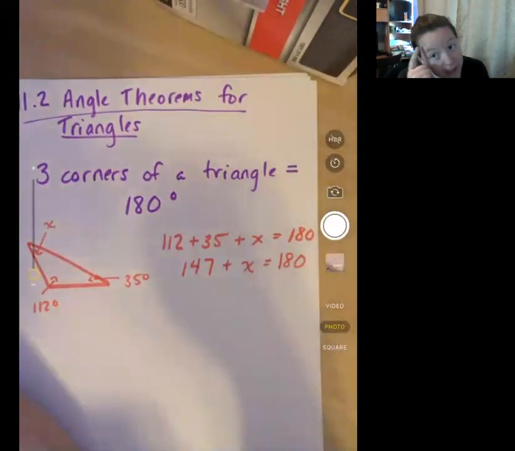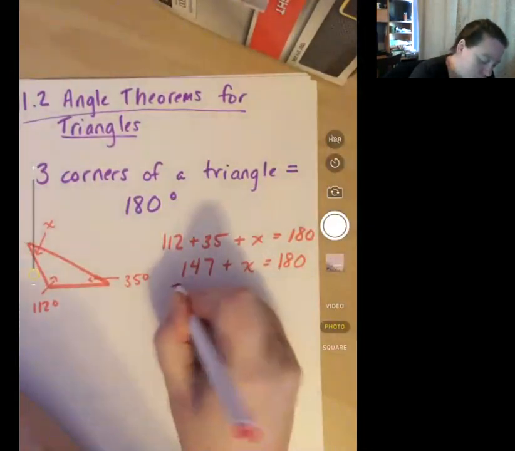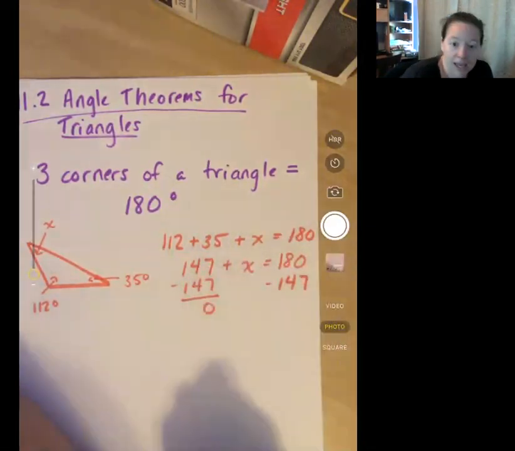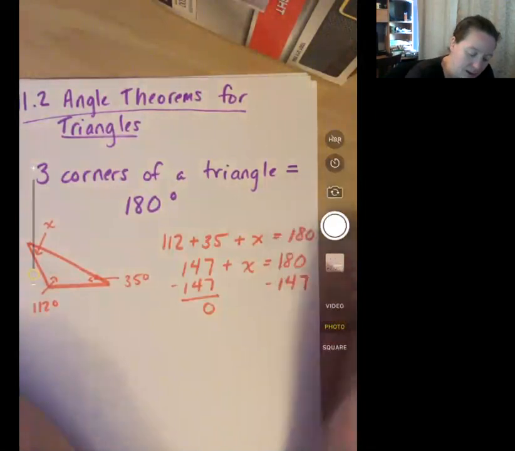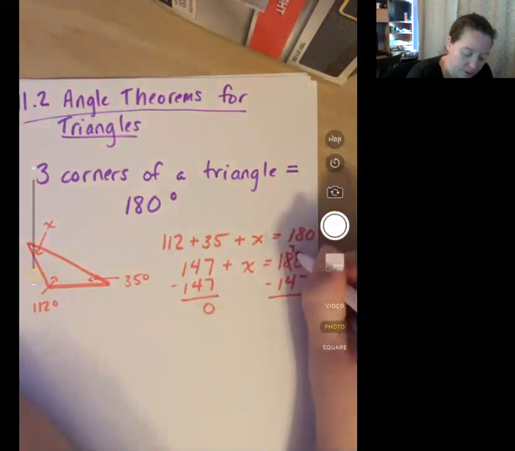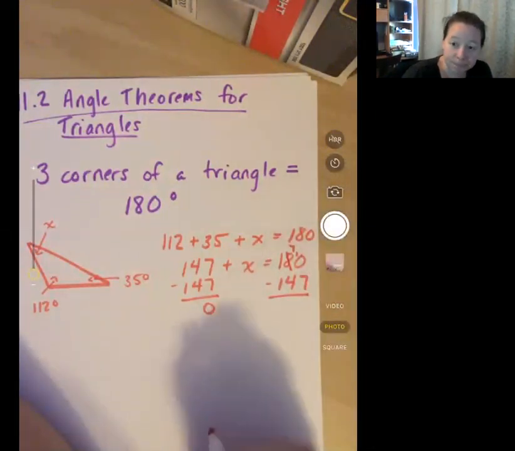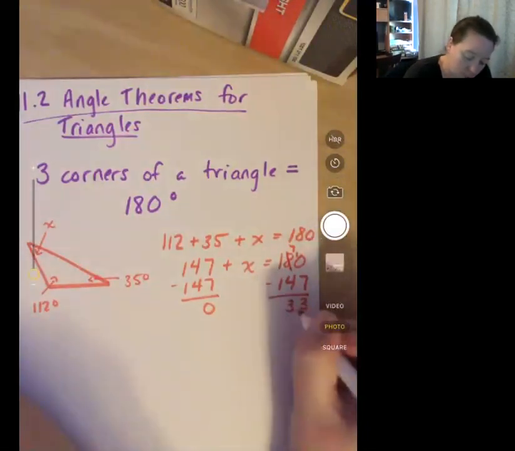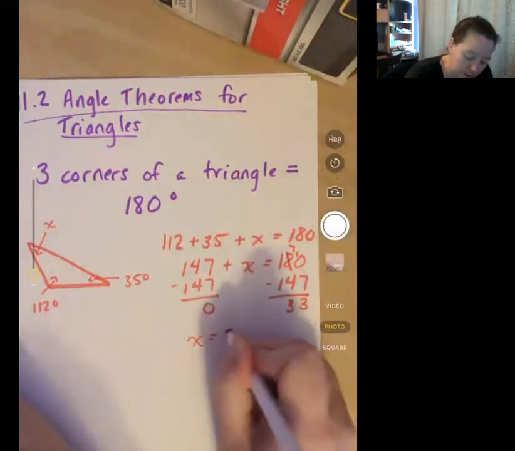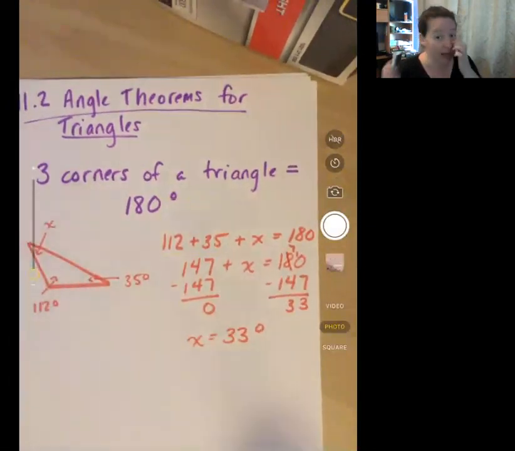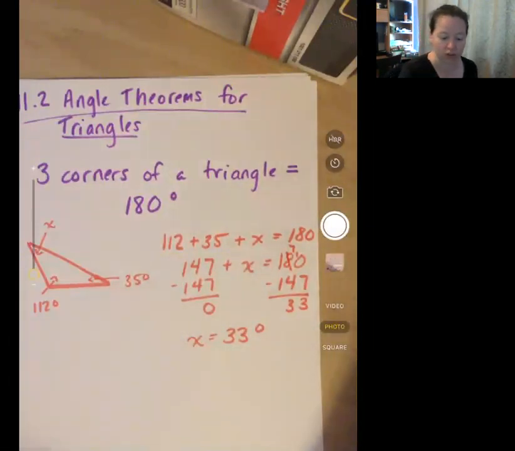I then use my algebraic mind and I subtract 147 from each side. I get a 0 on that side. I can't take the 7 from that 0, so I need to borrow. 10 minus 7 is 3. 7 minus 4 is 3. So x is equal to 33 degrees in this particular triangle. It works for every single triangle. It does not matter which one we have.